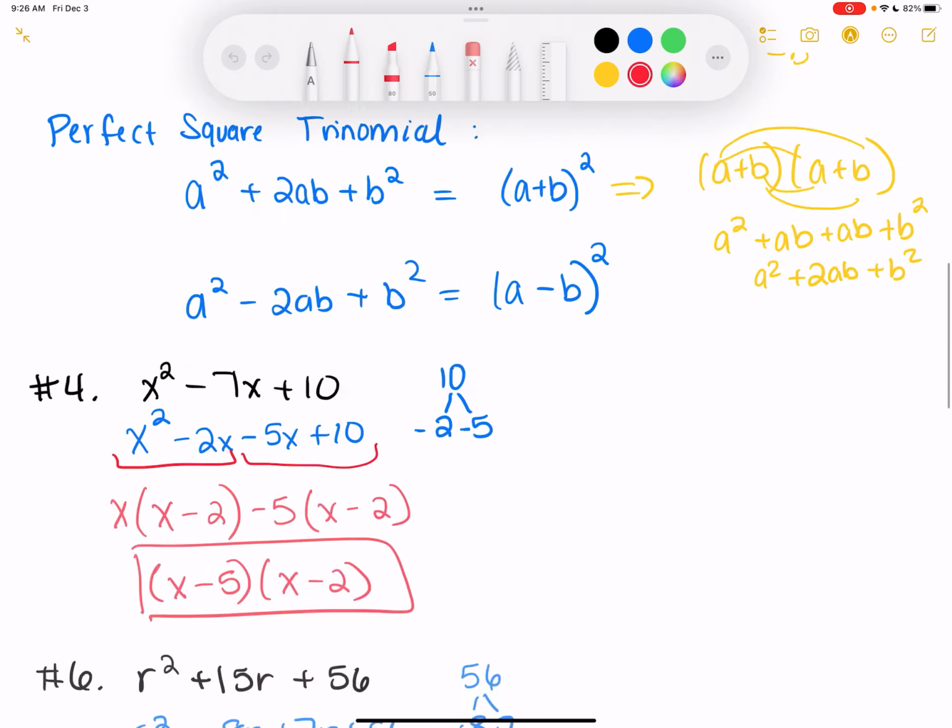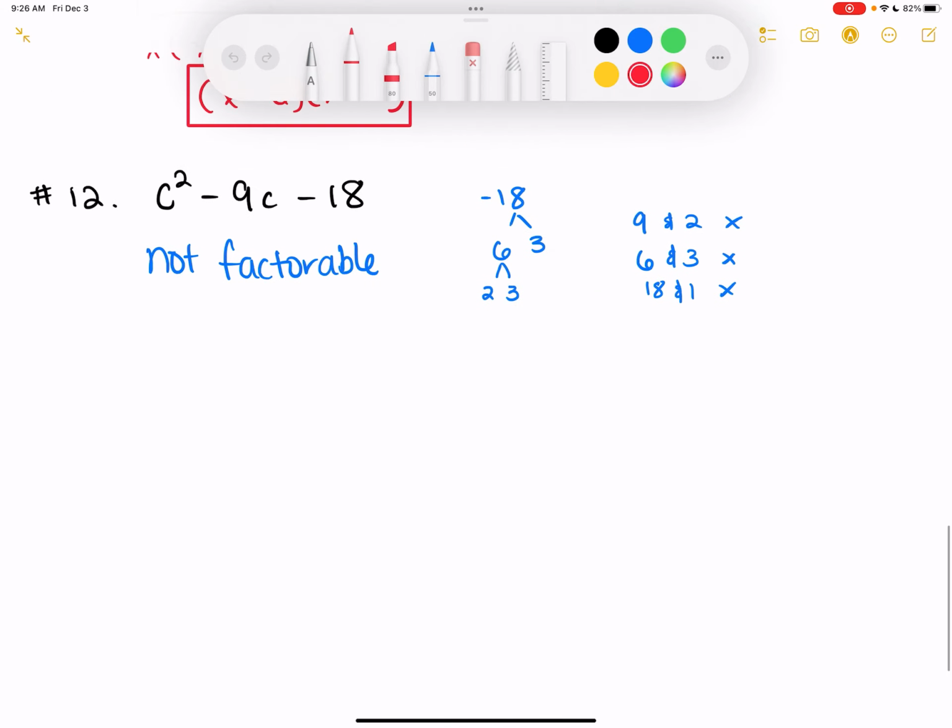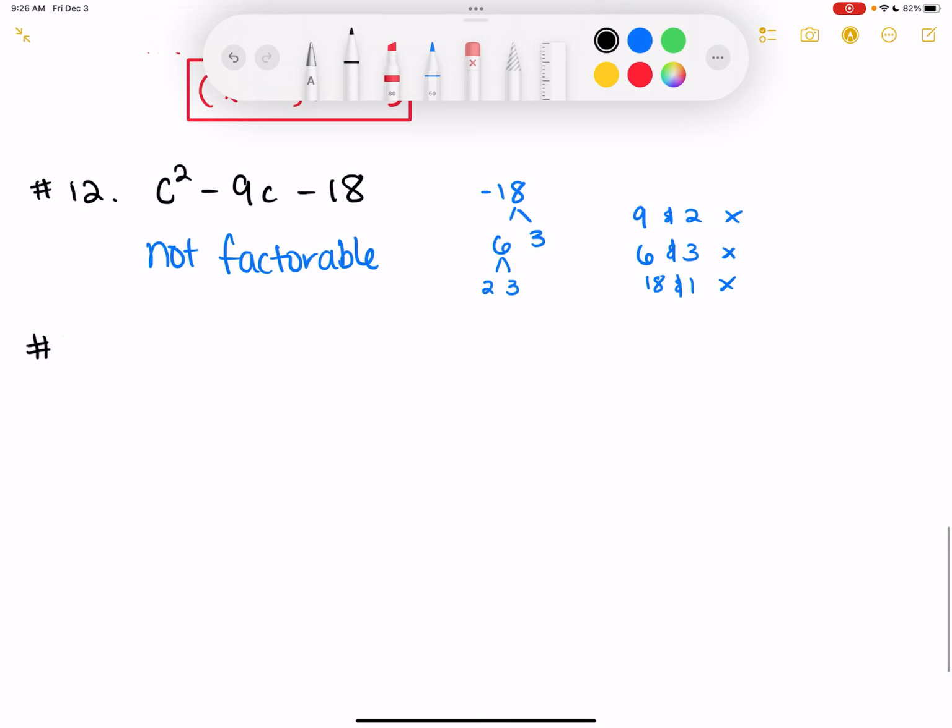All right. So yesterday we ended with 12. So now we're getting into the special types of factoring. So number 16, we have b squared minus 81. Okay, so this is a difference of squares.